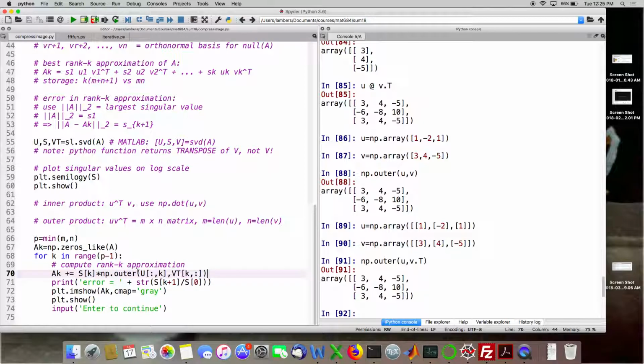So I just keep accumulating all of these terms. I'm going to compute the error, which is the next singular value divided by the largest singular value. So this is a relative error in this rank K approximation. I can think of it as a percentage error to see how accurate my rank K approximation is. And then I'll go ahead and show it, and I'll give myself a pause, because I want to see each rank K approximation. Okay, so any questions about what this code is doing before I actually run it?